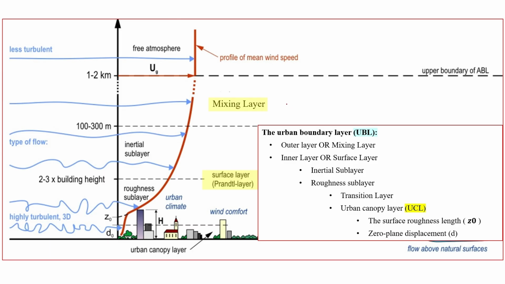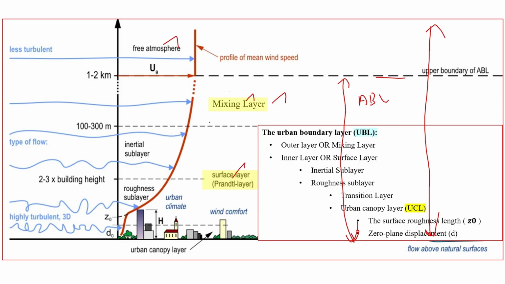So this also we discussed within the troposphere. So this is the atmospheric boundary layer. So this is the complete troposphere. Within that we have the atmospheric boundary layer, and on top we have the free atmosphere. Within the atmospheric boundary layer we have the mixing layer on top and the surface layer below that. The surface layer is further divided into inertial sublayer and roughness sublayer. Then the roughness sublayer is further divided into transition layer and urban canopy layer. And the urban canopy layer is further divided into Z0, D and so on, that is surface roughness, displacement, etc.